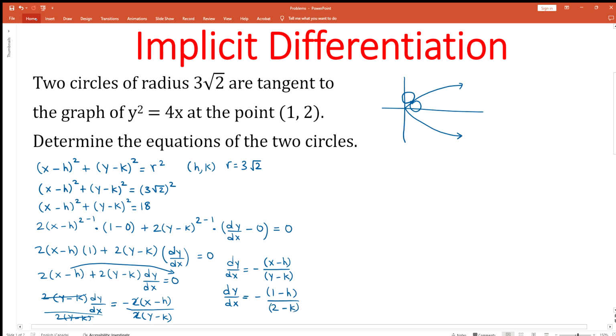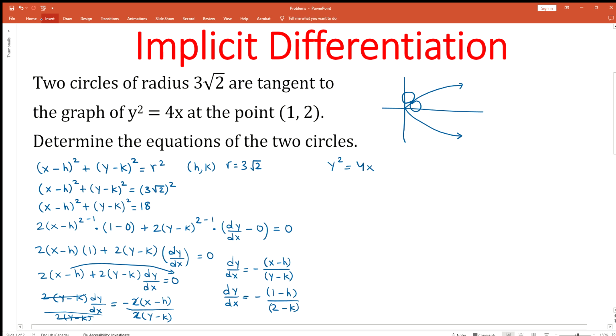This is the expression for dy over dx from the equation of the circle. Now we can analyze the equation of the curve y square equals 4x. We have to find dy over dx for this equation. So we should find the derivative of both terms with respect to x.